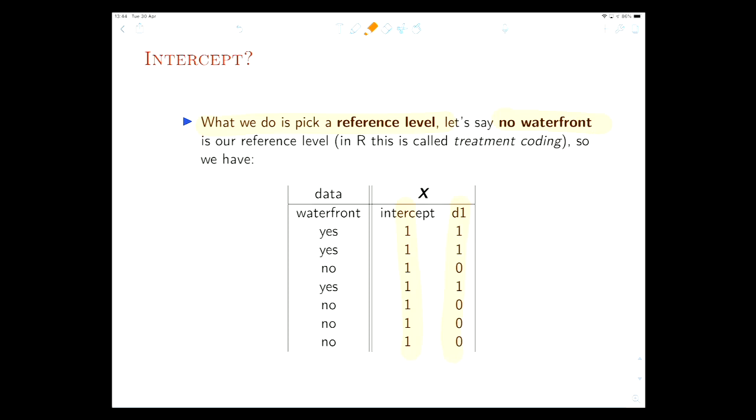So we look at all properties without waterfront, that's our reference, and then we add the effect of having a waterfront. Adding the effect of having a waterfront is done by including the D1 variable. The D1 variable, as you notice, takes on the value 1 when there is a waterfront property, and it takes on the value 0 when there is not a waterfront property. Does everybody get that?